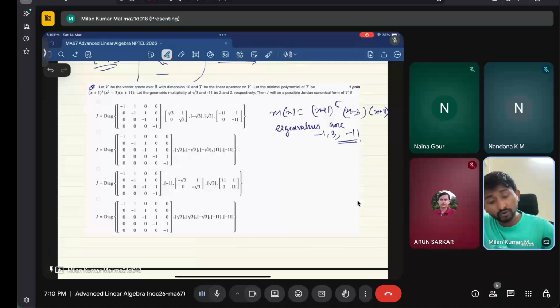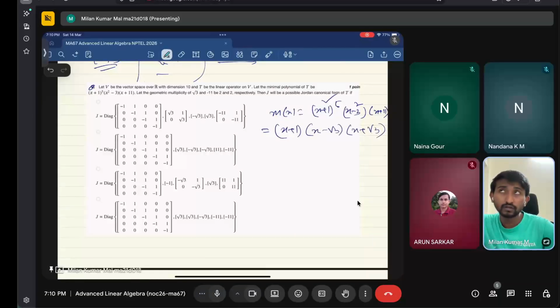Okay, and if you look carefully, for x minus 3 there is one power, and for x plus 11 there is one power. So all the factors corresponding to those will be single, but for x plus 1 that will be 5, so at least there will be one 5 by 5 block. Oh sorry, here I have written it a little wrong. The minimal polynomial is this, so you have to factor it more. This will be x plus 1 to the power 5, x minus square root of 3, x plus square root of 3, and x plus 11. Yes, this is correct. This is the minimal polynomial.